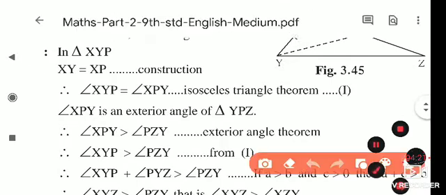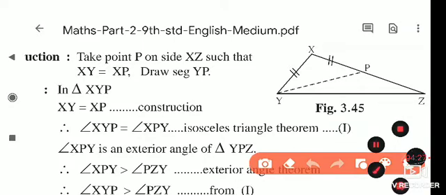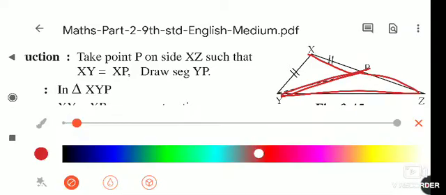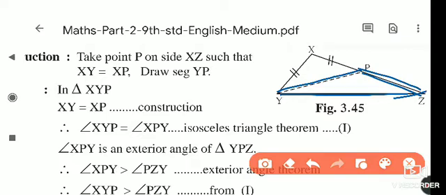Now this angle XPY is the exterior angle of triangle PYZ. Suppose this is our triangle, I will show it with a different color, blue. This triangle is there, and this triangle's exterior angle is this. Which one? XPY. XPY is the exterior angle of triangle YPZ.